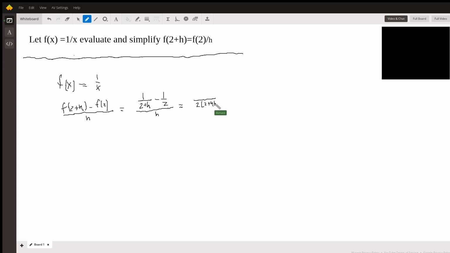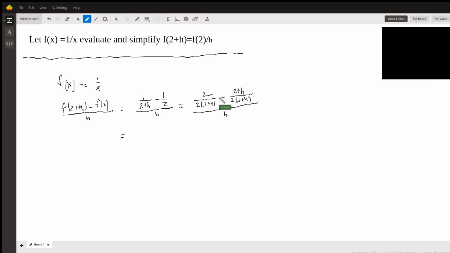Okay, so we need a common denominator here, so it's going to be 2 times 2 plus h, and then over here, common denominator 2 times 2 plus h. So what we're going to get up top here is a 2. What we're going to get up top here is a 2 plus h. And of course, all of that is over h. So let's continue now. Hopefully this step is fine with you. Remember how to find a common denominator.